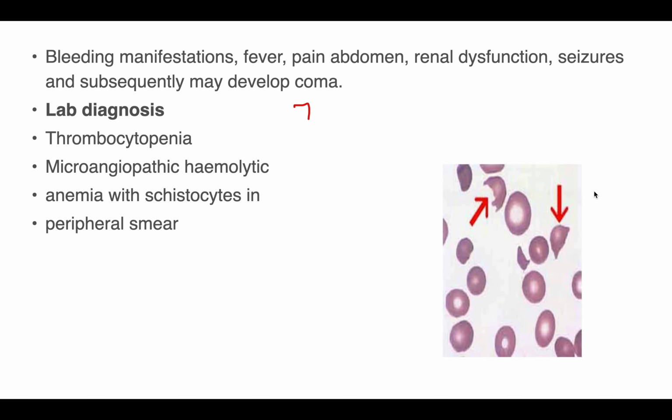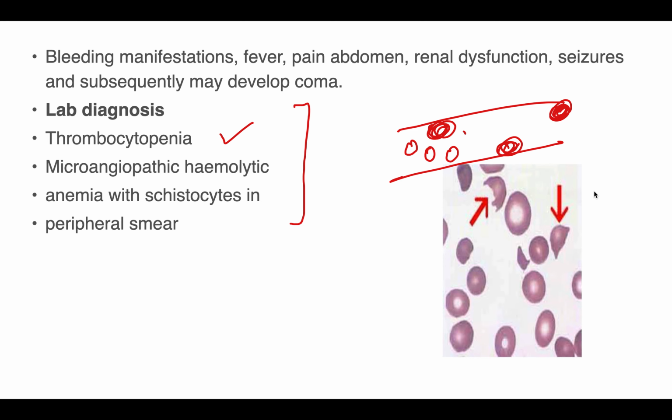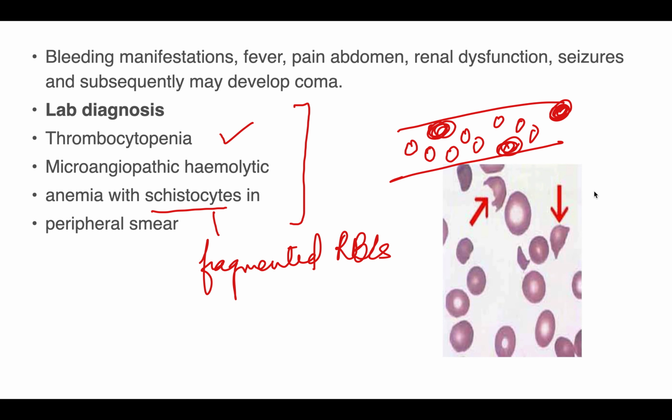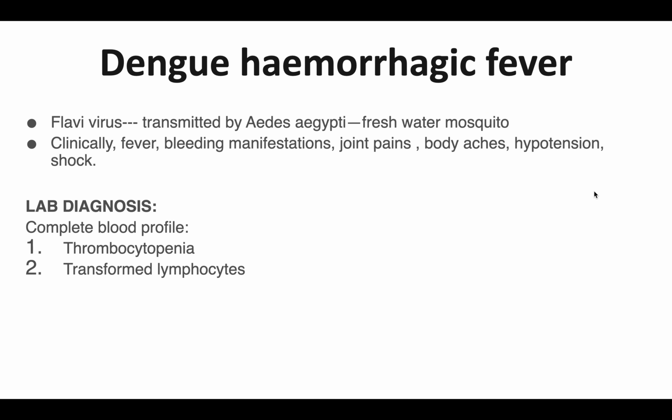What is the lab diagnosis in the case of TTP? You will have thrombocytopenia, and second, you will have a microangiopathic hemolytic anemia, because if this is a vessel you are having thrombosis, with multiple thrombi formed. So when the RBCs pass through the vessel, they will get injured and form schistocytes. Schistocytes are fragmented RBCs. So fragmented RBCs will be seen in microangiopathic hemolytic anemia, which can be seen in TTP.